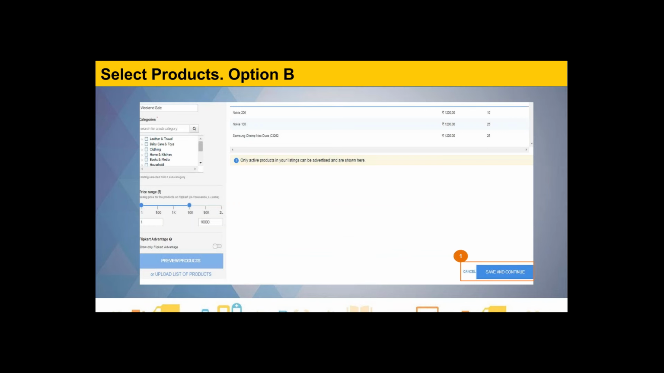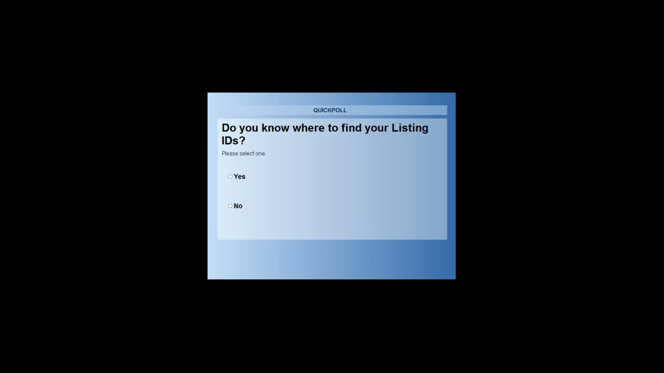Here we've come to the end of the first step of selecting products. So now I'll be launching a poll. I request each one of you all to participate, please. Do you know where to find your listing IDs?